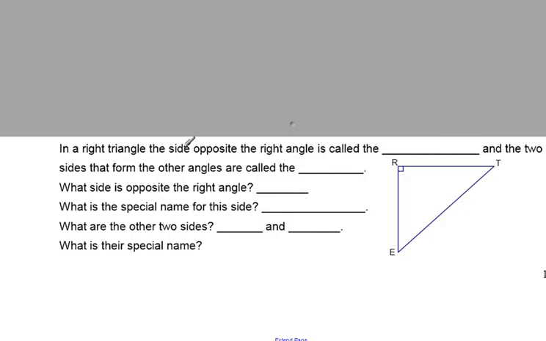Okay, a right triangle, the side opposite the right angle. So here's my right angle. Across from that, this side, ET, is called the hypotenuse. The 2 sides that form the other angles, this side and this side that form angle T and angle E, are called the legs.